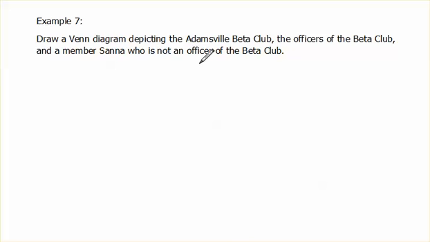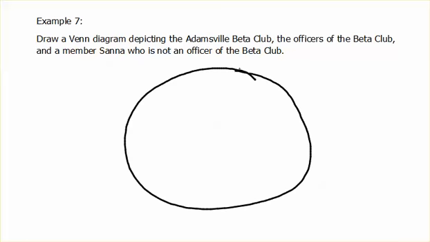So we have a Venn diagram depicting the Adamsville Beta Club, the officers of the Beta Club, and a member, Sana, who is not an officer of the Beta Club. Okay, so our larger amount here is the Adamsville Beta Club. That has a bunch of members. So that's going to be my big circle. And I'm going to label that my Adamsville Beta Club.